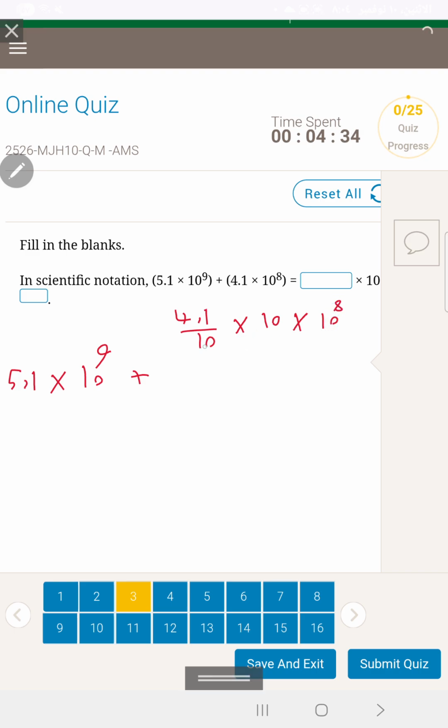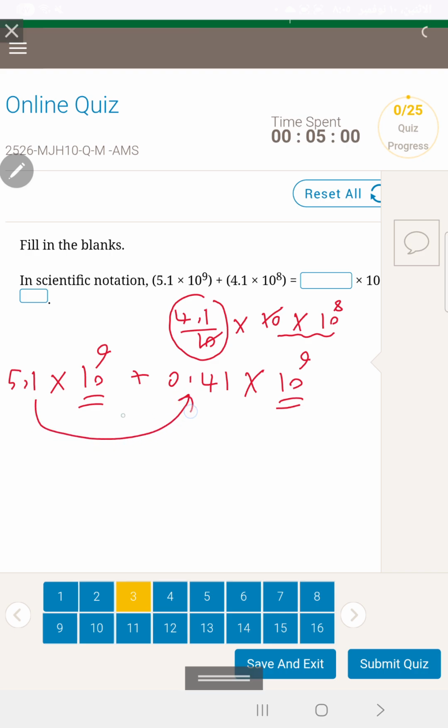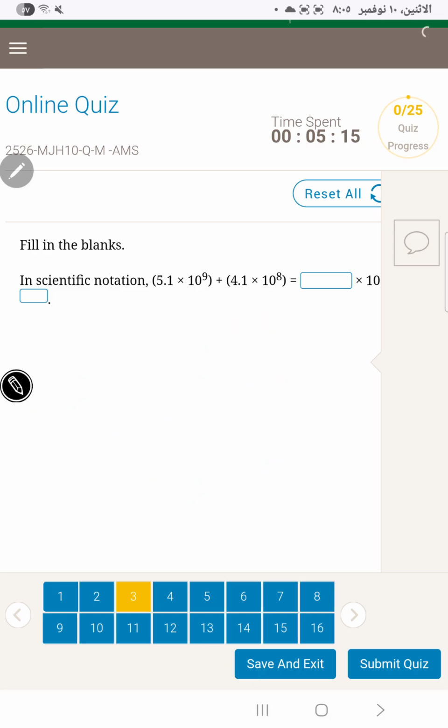So in order not to change the question, we divide by 10 and multiply by 10 at the same time, because you can easily cancel these, right? So now the first one, we can write it 0.41, and these two numbers we can write times 10 to the power of 9. Like this, we didn't change the question, but we have written them both with the same exponent. When they have the same exponent, you can directly add these numbers. So if you add them, you get 5.51. So the final answer will be 5.51 times 10 to the power of 9. That's the answer to this question.